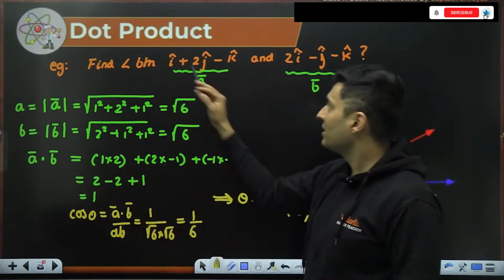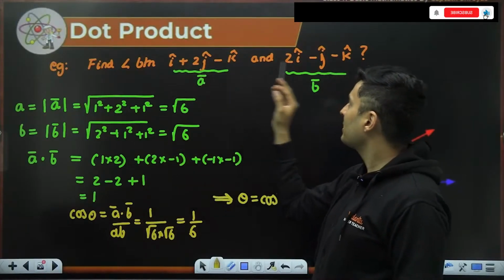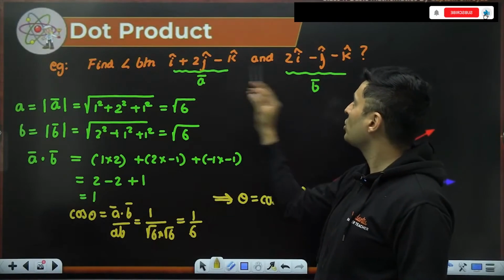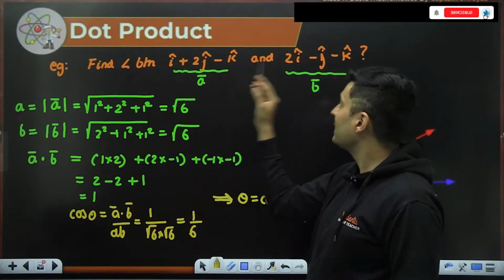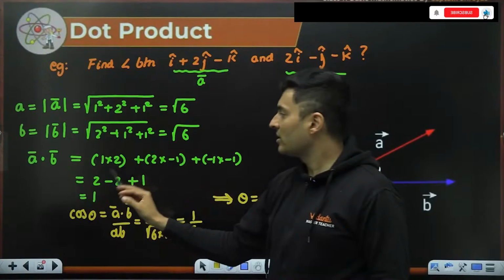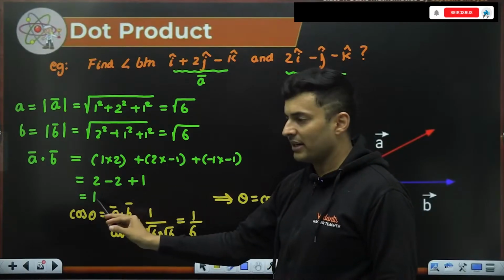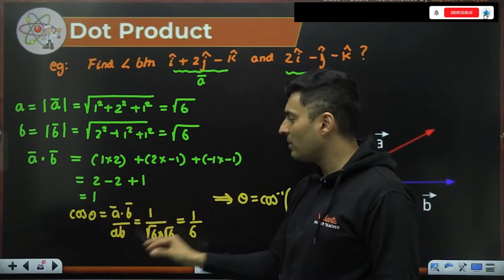A dot B means AX BX, which is 1 into 2. AY BY, which is 2 into minus 1. And AZ BZ means minus 1 into minus 1 over here. This is 2, this is minus 2, this is plus 1. This cancelled, 1 will come. So cos theta is A dot B by AB.